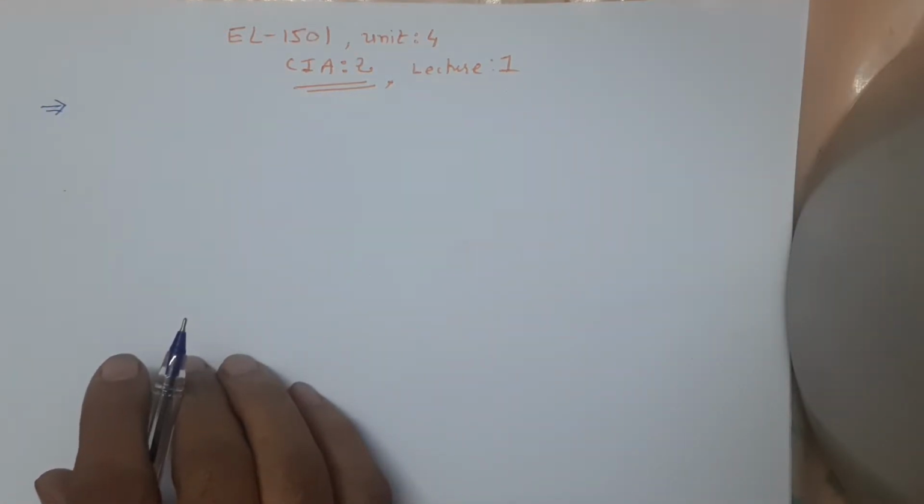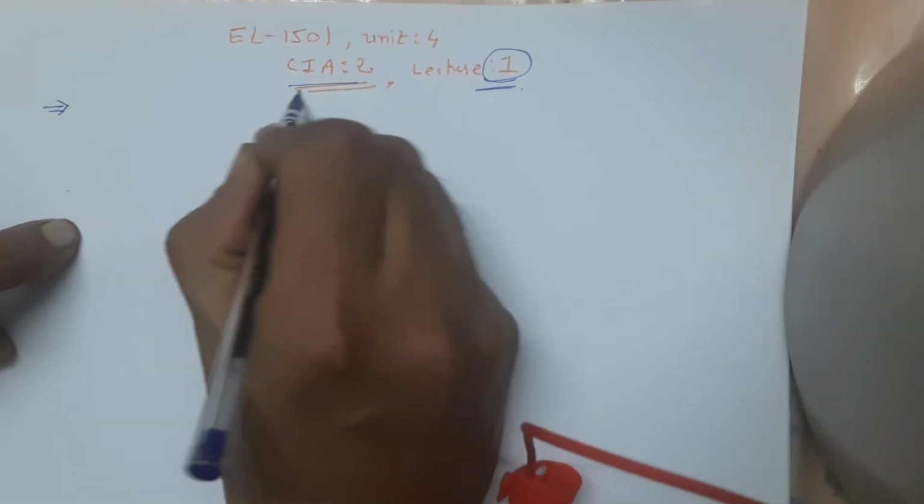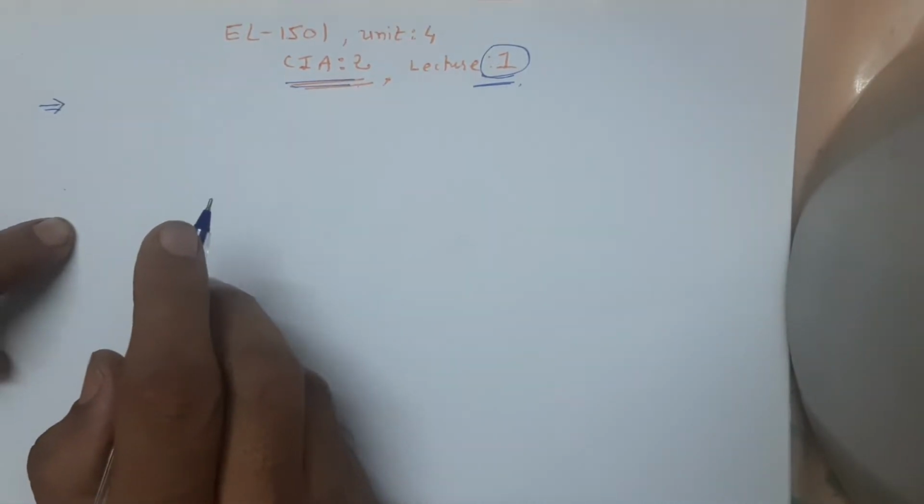This is your paper EL1501 unit 4. Now we are starting the CI2 examination point of view. This is our lecture number 1. Be careful, this is for the CI2 examination.